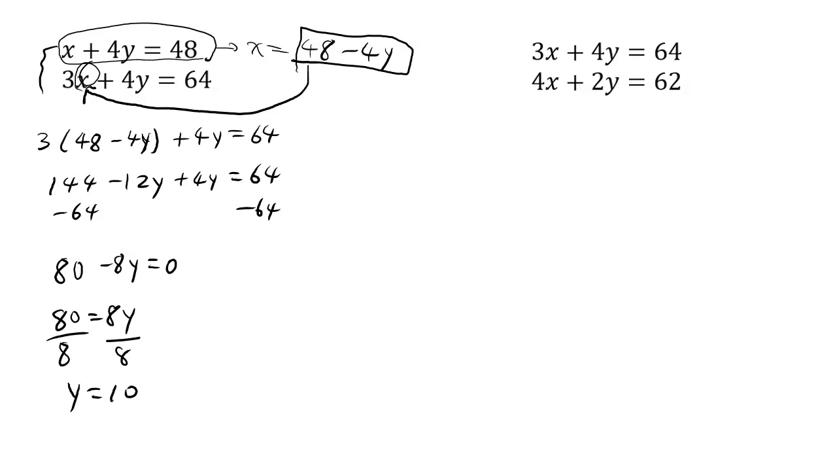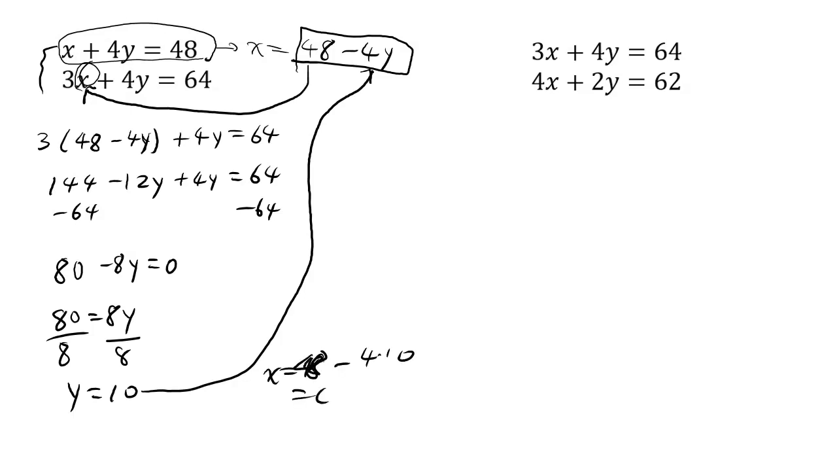Now, once you have the value, you have to go back and plug it into your original solution right here to get the x value. So you get x equals 48 minus 4 times 10, so that's 48 minus 40, which is 8. And therefore, you get (8, 10) as the solution set. Your x and y values are 8 and 10.